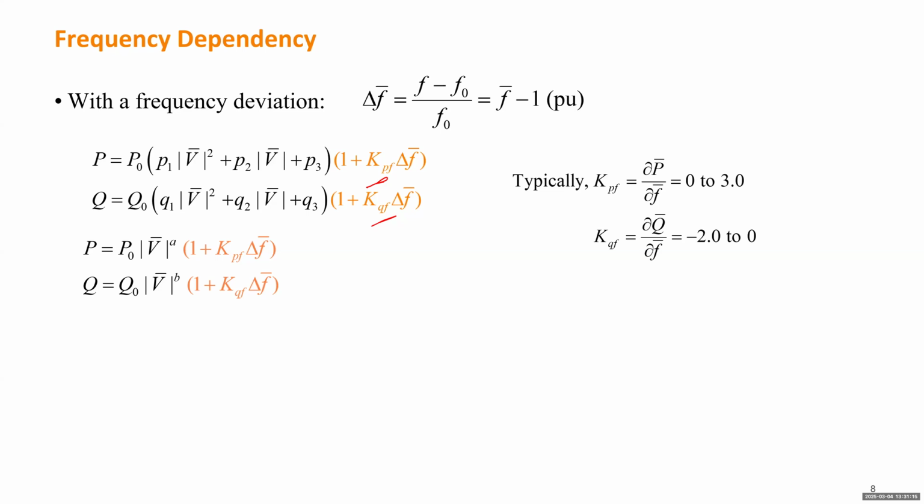The typical values for those K factors are 0 to 3 for KPF, and -2 to 0 for KQF. So this gives you some idea of the typical load when the frequency increases. Most of the load will increase, so active power will increase with the increase of frequency, but reactive power will decrease with the increase of frequency. This is what we learn from those typical values.